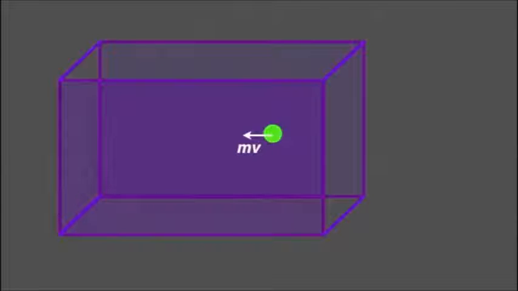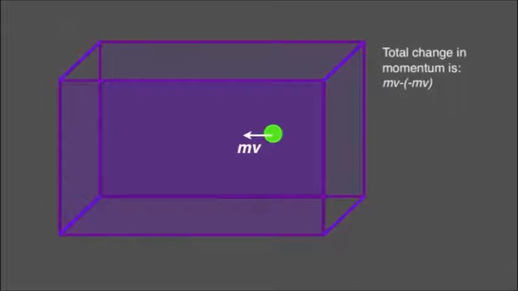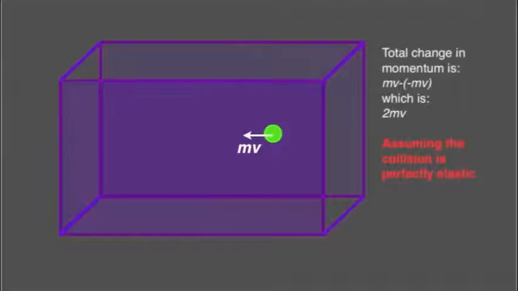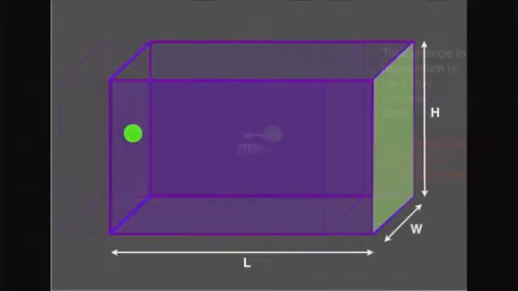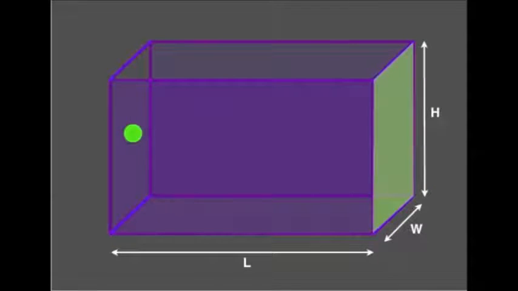If it rebounds elastically from the end of the box, then its momentum will be mv, but in the opposite direction. Remembering that momentum is a vector quantity, the change in momentum is then mv minus (−mv), which is 2mv. Remember that we're making the assumption that the collision is perfectly elastic. The next step is to calculate the force on the shaded green face.